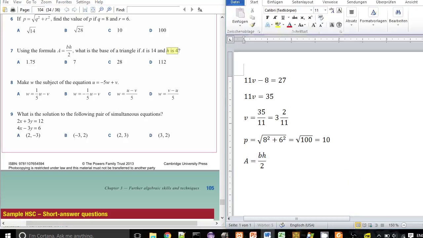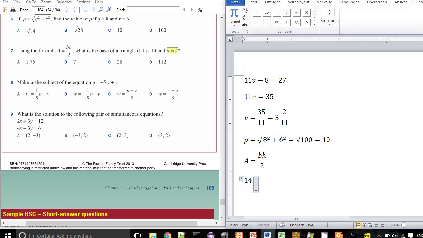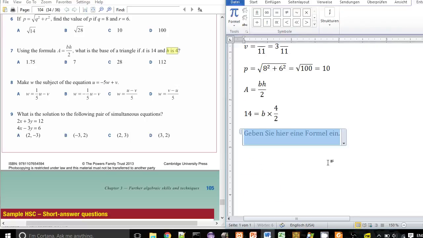BH over 2 is the way they wrote it. So the area is 14. Base we don't know, times 4 over 2. That's still the same, it doesn't matter. But anyway, if the height's 4, so what's 4 over 2? That's just 2. So let's simplify it. 14 equals b times 2, or we'll call it 2b.